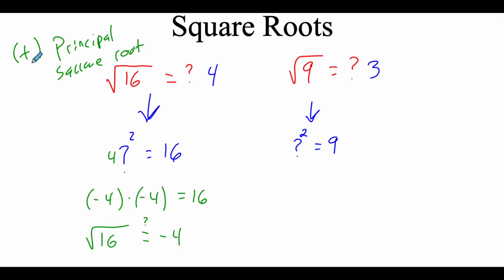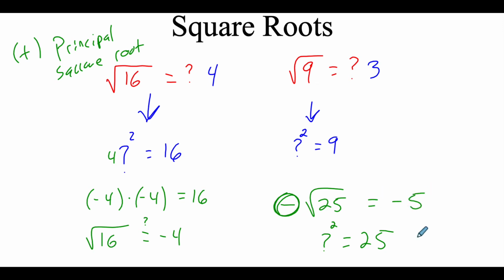But if we put a negative symbol in front of it, that would mean that we would want the negative root. So for example, if we did the negative square root of 25, well, that would mean that we're trying to find some number that when we square it, we get 25 as our answer, but we want our answer to be a negative number. So then, in this case, the answer would be negative 5.